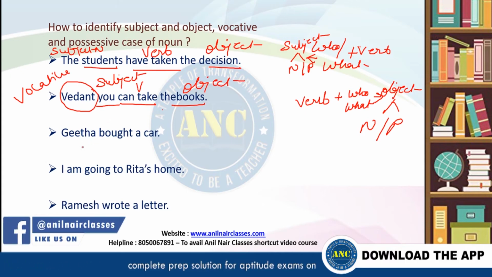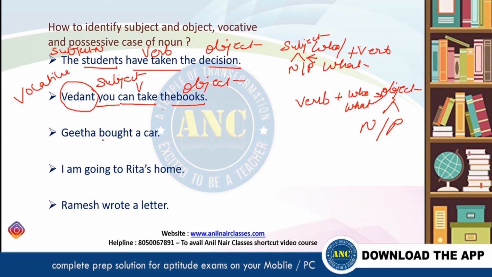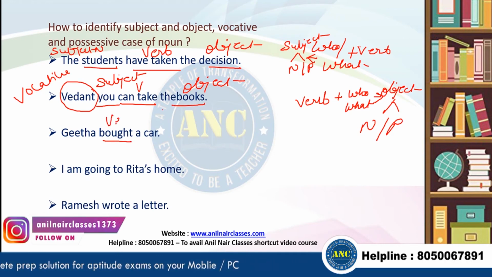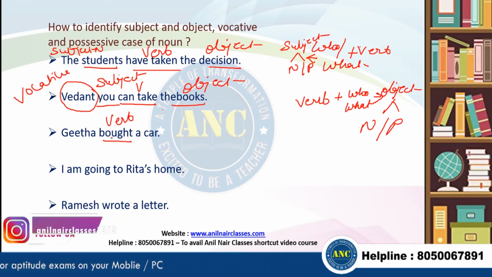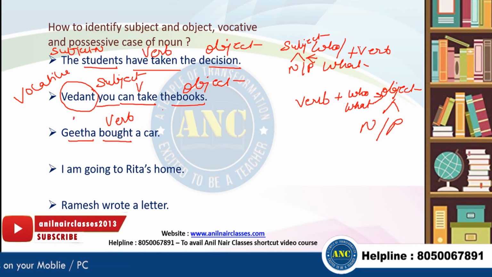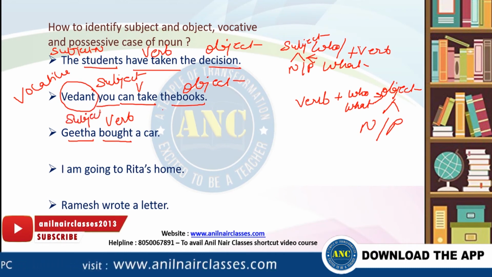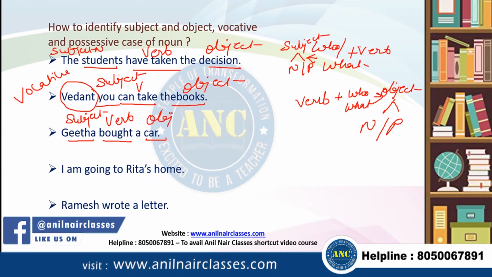Now next sentence: Geeta bought a car. Bought is the verb over here. We'll ask the question, who bought a car? Geeta. So Geeta is the subject over here. Geeta bought what? She bought a car. So car is the object over here.